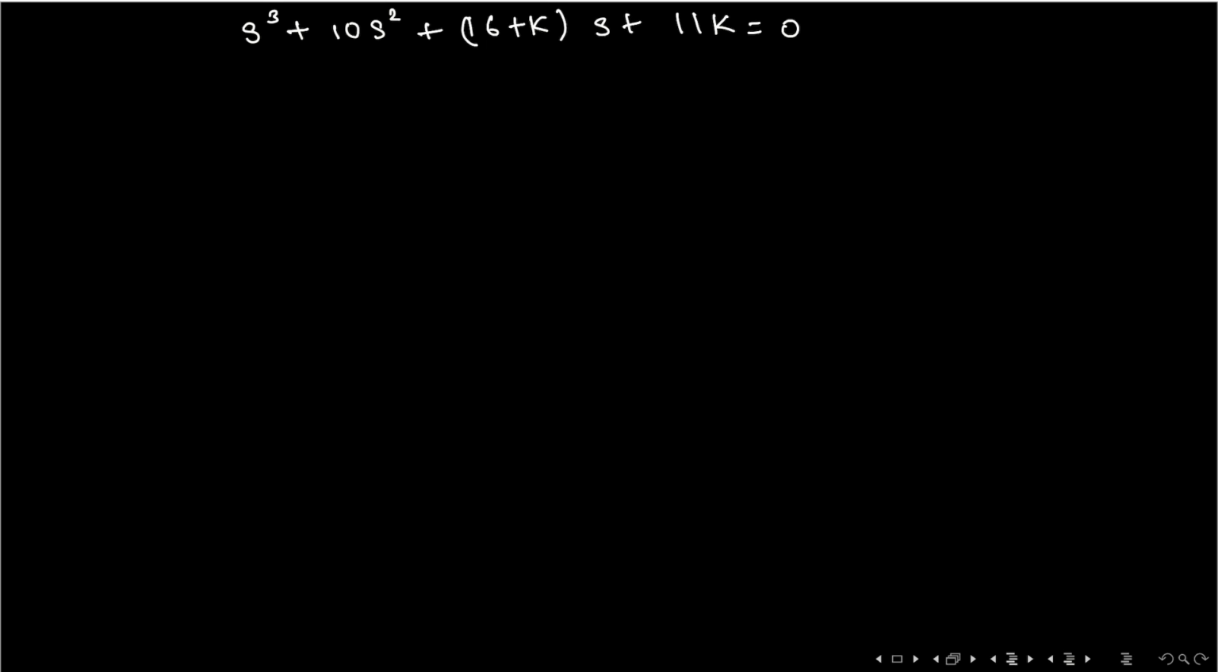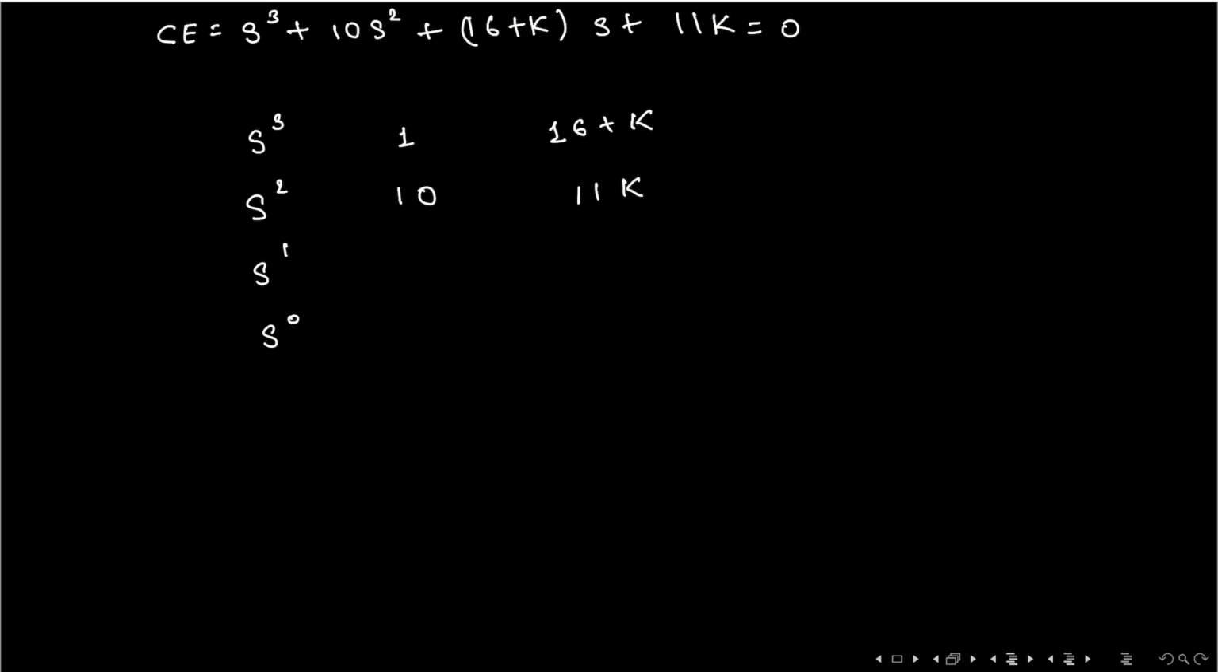Since we have the highest degree as 3, we will write s cube in the Routh array, then we will have s square, s1 and s0. The coefficient corresponding to s cube is 1 and the coefficient corresponding to s is 16 plus k. The coefficient corresponding to s square is 10 and the coefficient corresponding to s power 0 is 11k.